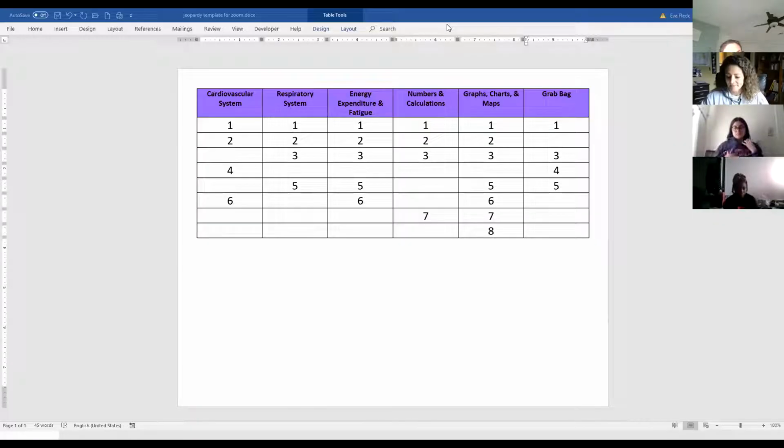Eddie, you can pick. Cool. Let's do the last 8 there. What is that? Graphs and charts and maps? Okay, how do baroreceptors cause an increase in blood pressure during exercise? Draw a map.